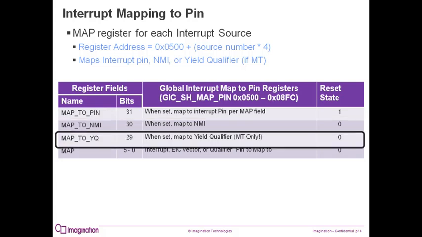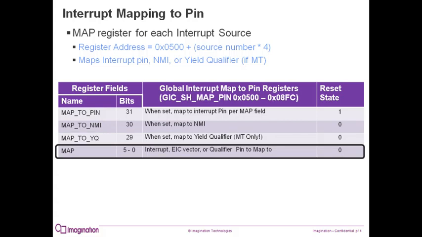The map to YQ should only be used if your multi-core is made up of multi-threaded processors. In that case, it will map the interrupt source to one of the yield qualifiers of a VPE. The map field setting depends on whether you are mapping to a pin or a yield qualifier. For pin mapping, it is simply the pin number you are assigning the interrupt source to. If you're using EIC mode, then it is the vector number between 0 and 63. For a yield qualifier, it is simply the number of the yield qualifier pin that you want this source to activate.